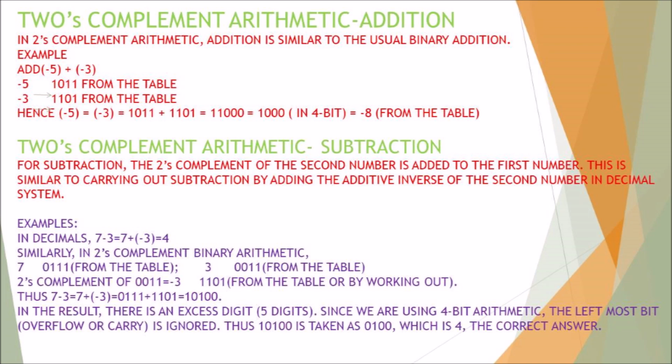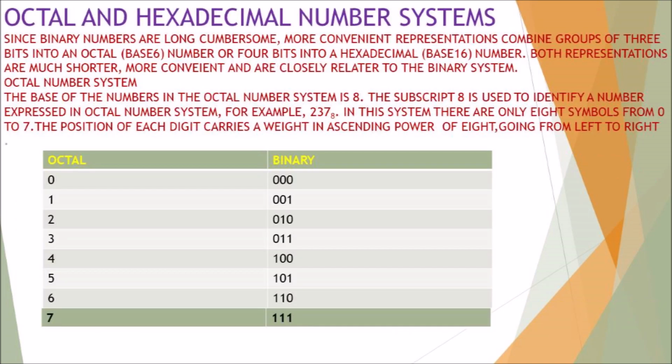Now we add the binary value of 7 and the 2's complement of 3, and the result is 101000. In the result there is an excess digit. Since we are using 4 bits in arithmetic, the leftmost bit is a carry over digit, an overflow, an additional digit which can be ignored only in subtraction, not in addition. So the result is 0100, which is the value 4.